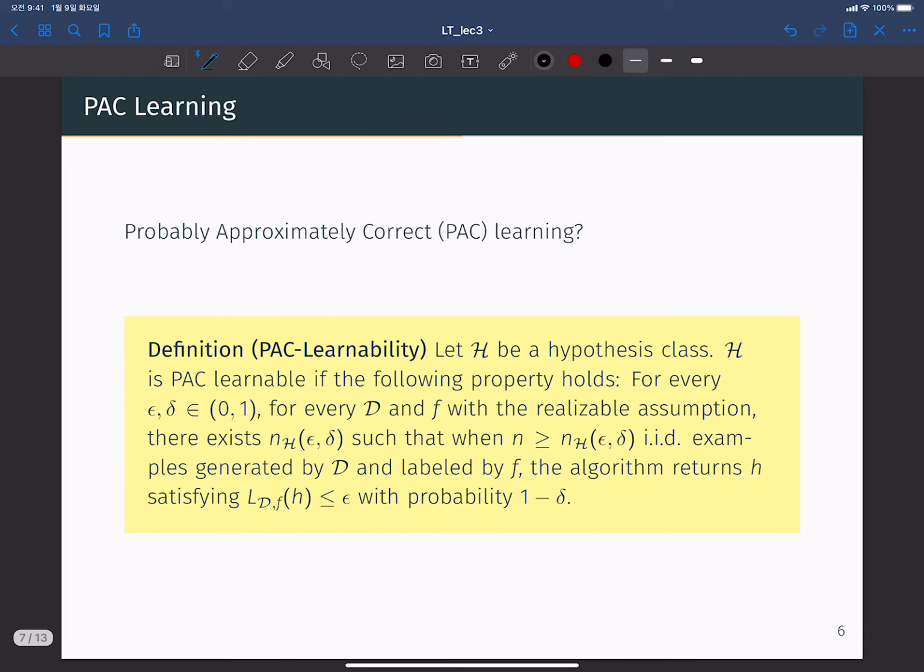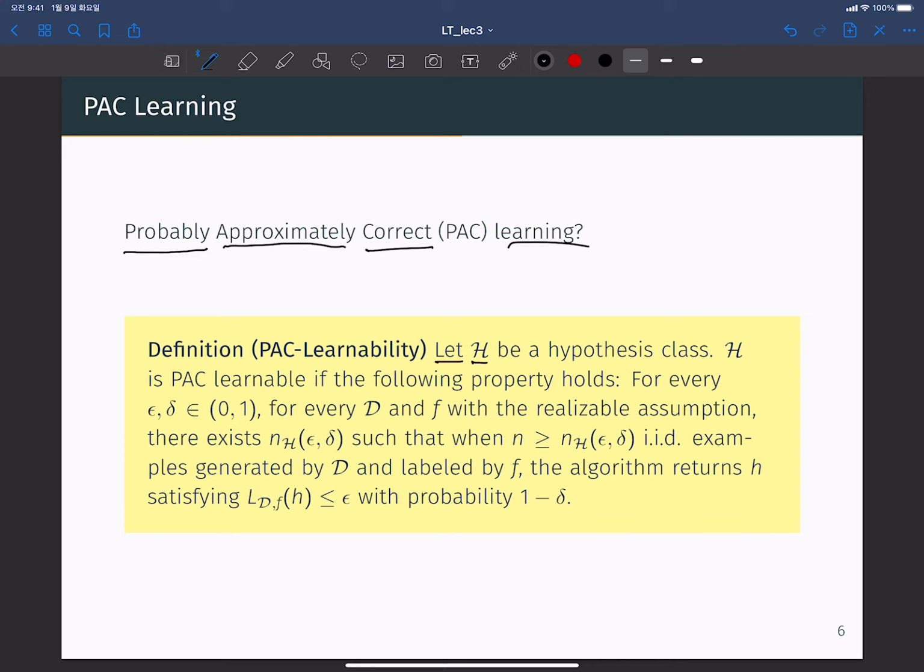So this is PAC learning. PAC learning is a probabilistic statement on your learning process. Probably approximately correct learning is called PAC learning. So what is the formal definition of PAC learning? This is the formal definition.